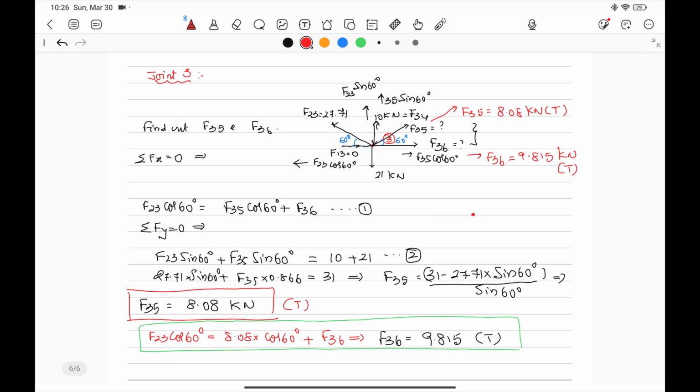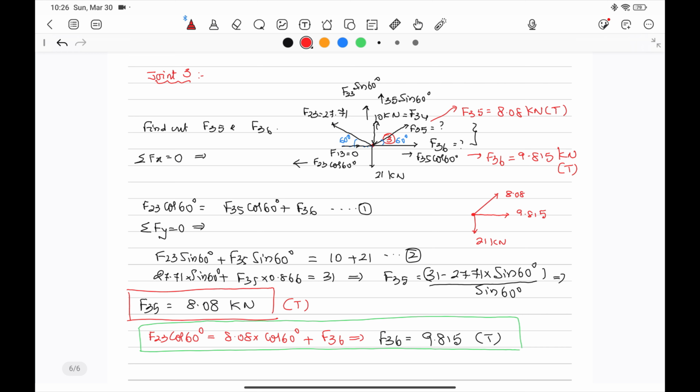At this, F35 is acting away from the joint. That is tension 8.08. F36 tension away from the joint, 9.815. External force away from the joint, it is tension 21 kilonewtons. It is external, it is not tension, it is downwards.